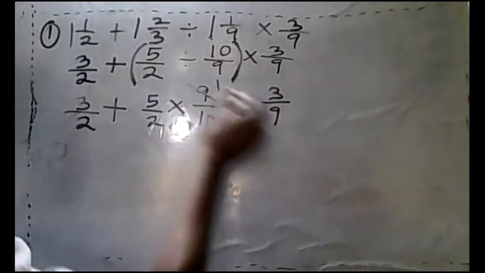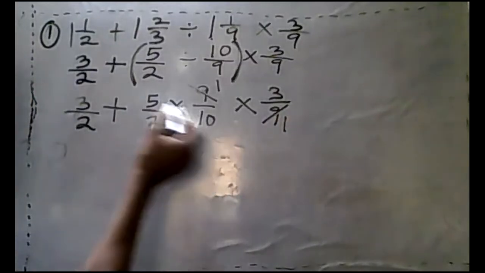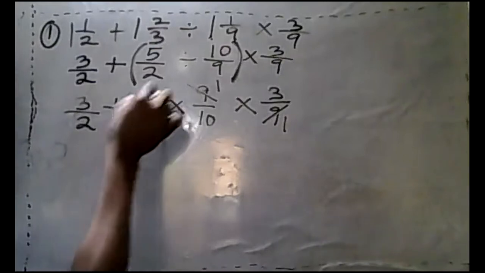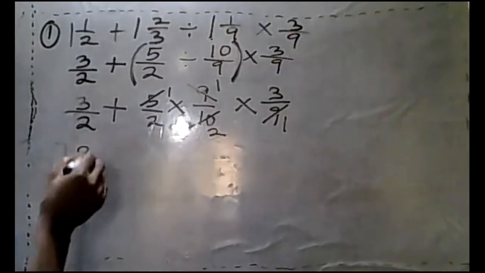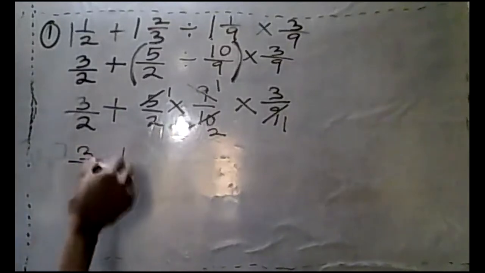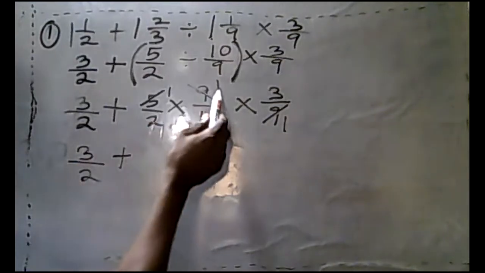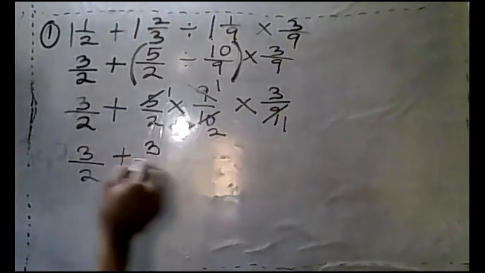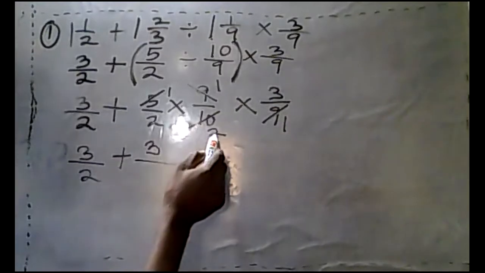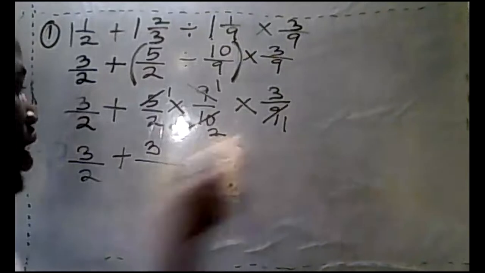Now, we can do this. 9 here, 1. 9 here, 1. Okay? What other thing can you divide? This and this can also divide. 5 here, 1. 5 here, 2. What else can we divide? Nothing else. So you have 3 over 2 plus 1 times 1, 1. 1 times 3, 3. Over 2 times 2, 4. 4 times 1, 4. So that is what we have now.